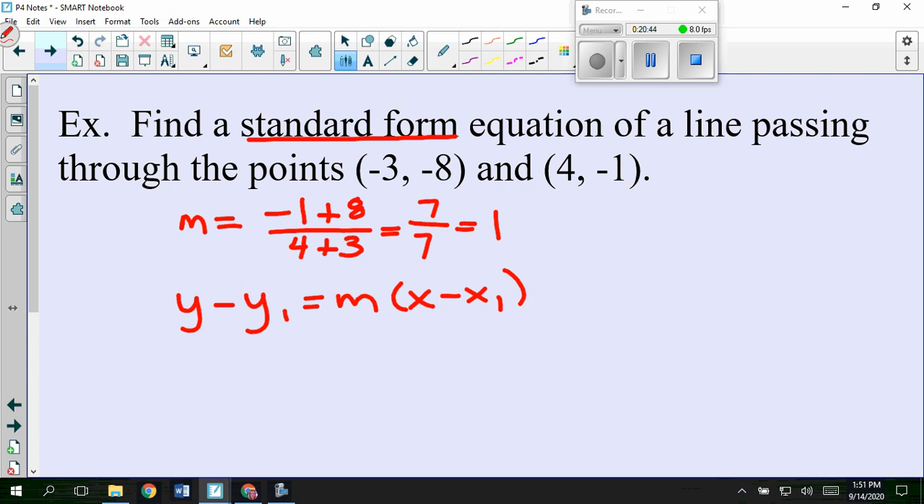I think this time I'm going to pick the (4, -1) point to stick in. Doesn't really matter which one you have. You're going to end up with the same answer as everyone else. Y minus a -1. I'll turn that into a plus. Slope was 1. I'm going to actually put that 1 there, even though it's not necessary to write it. And then I've got x minus 4.